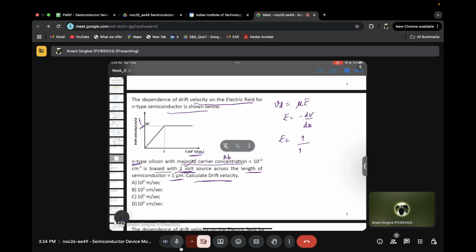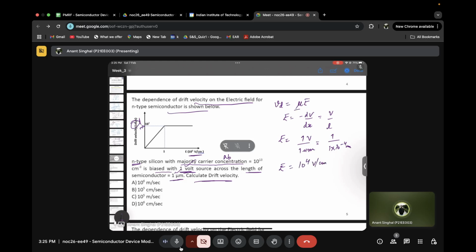It is given per centimeter, so everything you see is in centimeter, right? So let me write V by L. It's 1 volt and this is 1 micrometer. So I can write this as 1 by 10 to the power minus 4 centimeter. That will give me the electric field to be 10 to the power 4 volt per centimeter.